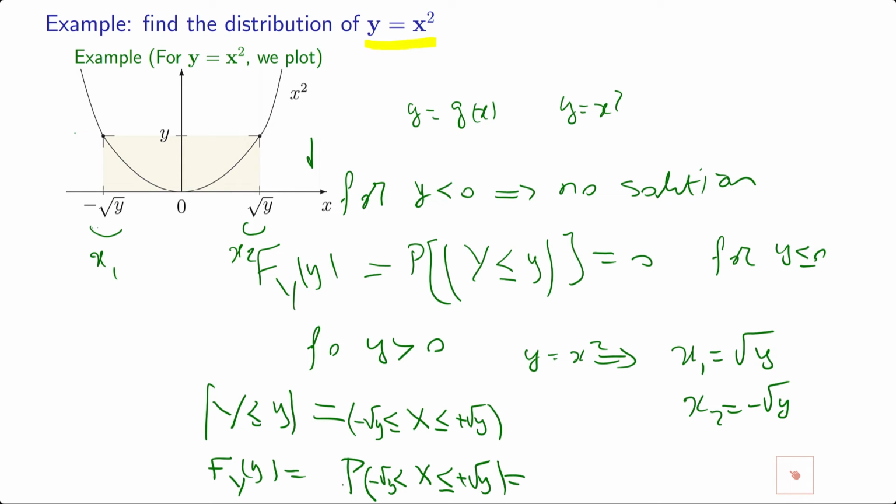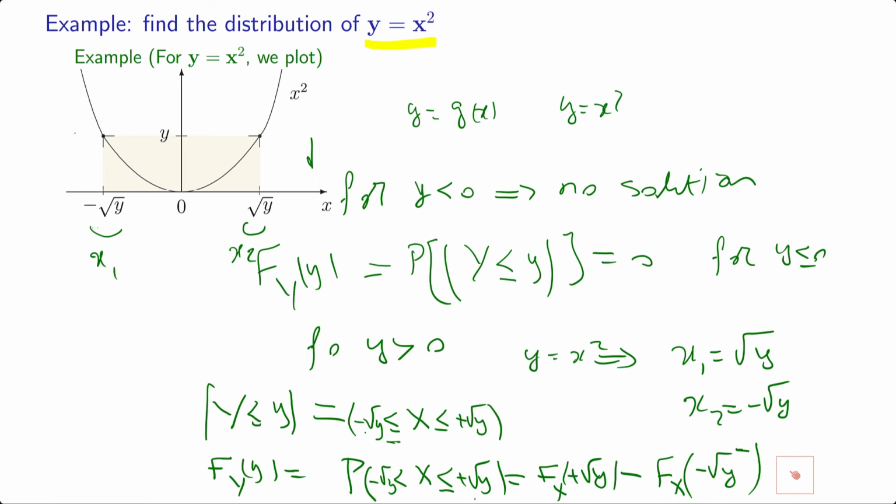In this case, you see that this is the CDF at this point, F_X of plus a square root of y, minus F_X of minus a square root of y, the limit from the left. The reason is that here you have equality.